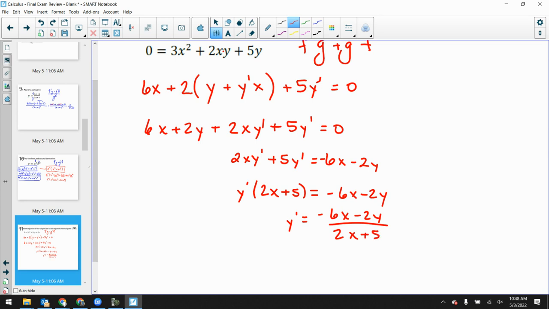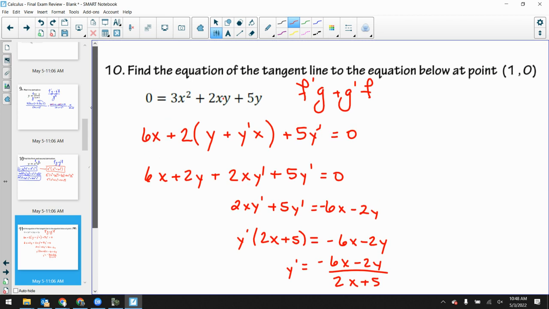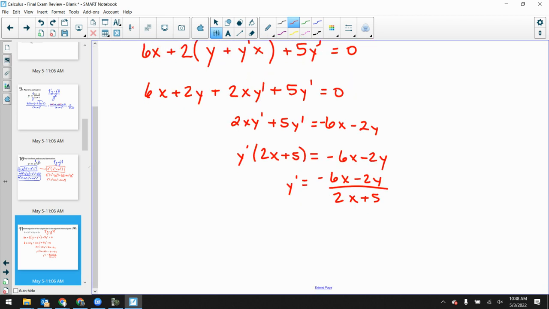And that right there is going to give me my slope. I want to find the slope at 1, 0, right? That was the coordinate that I was given, 1, 0. So let's plug in 1, 0. That's going to be negative 6 times 1 minus 2 times 0 over 2 times 1 plus 5. So negative 6 over 2 plus 5 is 7. Negative 6/7 is my slope at 1, 0. Negative 6/7.